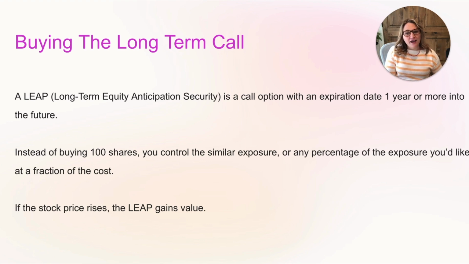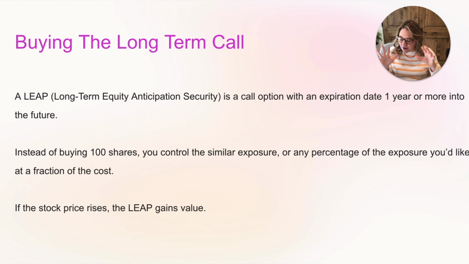So instead of buying 100 shares, you control the similar exposure of owning shares, or any percent of the exposure you'd like, at a fraction of the cost. That's what a LEAP is. That's like the definition of what it does. But if the stock price rises, the LEAP gains value in most instances. There is a caveat at the end of owning your LEAPs, but it's a long story. For most of the time while you own that LEAPs contract, if the stock is rising, you're going to be increasing your profits.